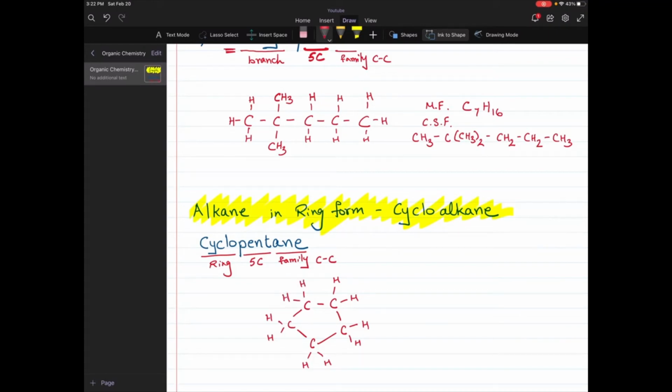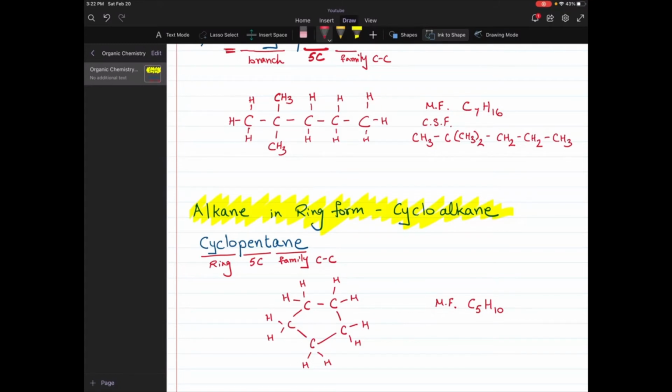All right, so we have our ring structure here, and for this one, I'm only going to give you the molecular formula. We have 5 carbons, so it would be C5, and the number of hydrogens would be 10, the double of 5, because every carbon had 2 hydrogens linked to it. So it would be 10 hydrogens. So we have it right there. That is our cyclopentane. There is another way of drawing it.